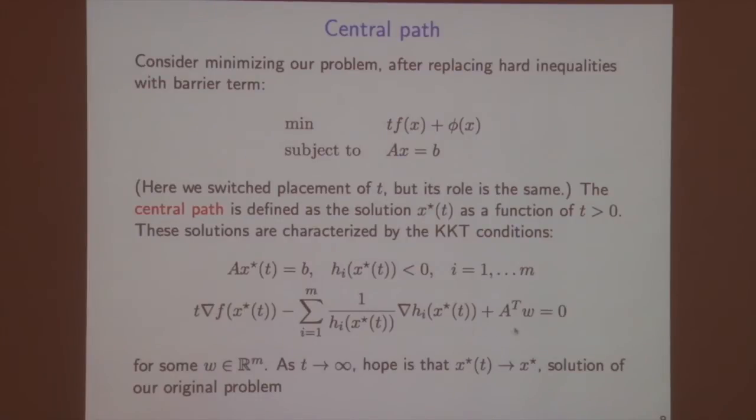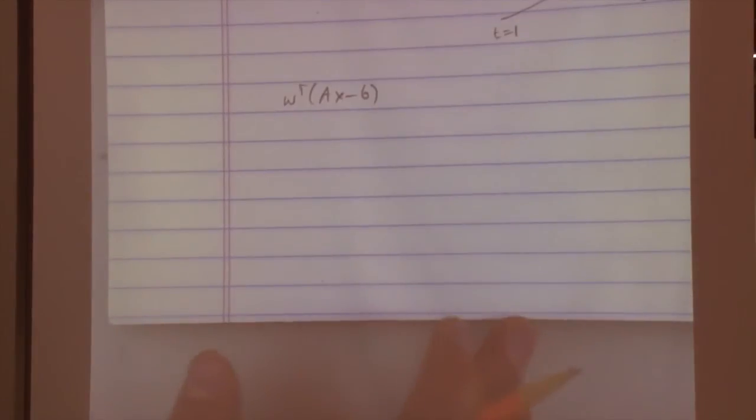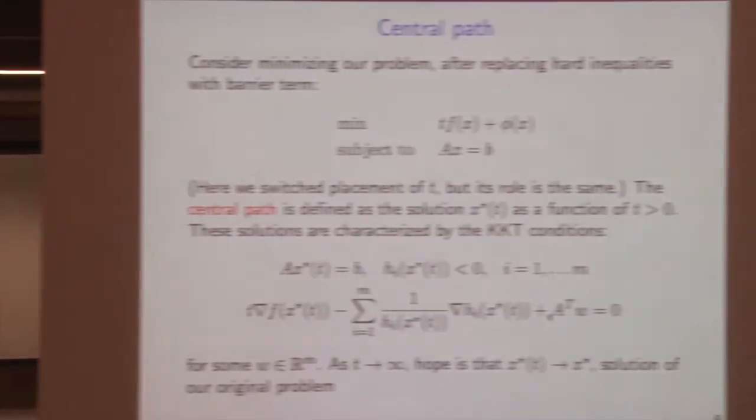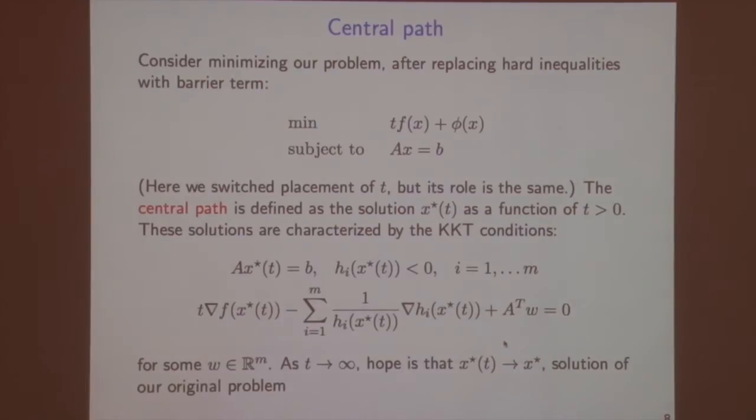Plus, I had a term that looked like w transpose (Ax minus b) when I added that to the criterion to form the Lagrangian. And so the gradient of that with respect to x is just A transpose w. So if this is true for some dual variable w, if these three conditions are true, that completely characterizes the solution x star of t.